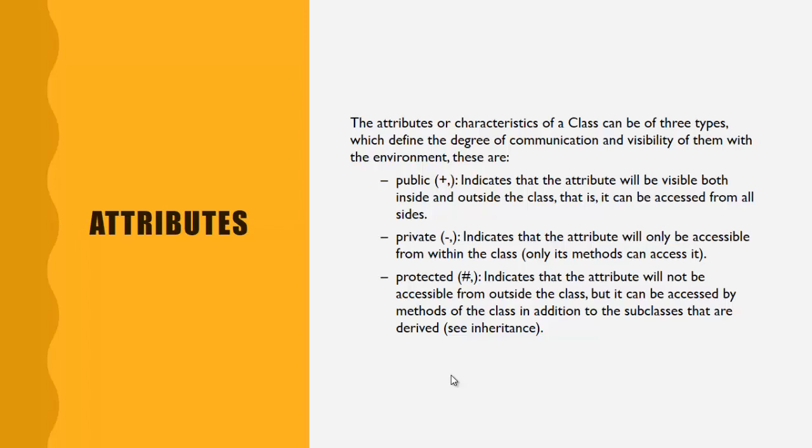Public indicates that the attribute will become visible both inside and outside the class. That is, it can be accessed from all sides. And private indicates that the attribute will only be accessible from within the class. Only its methods can access it. And protected indicates that the attribute will not be accessible from outside the class, but it can be accessed by methods of the class in addition to the subclasses that are derived.